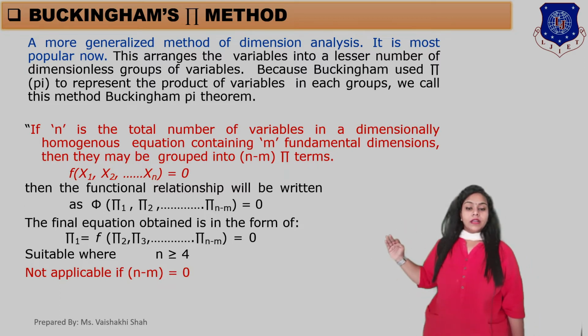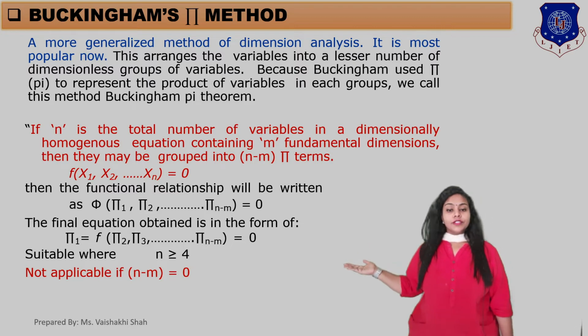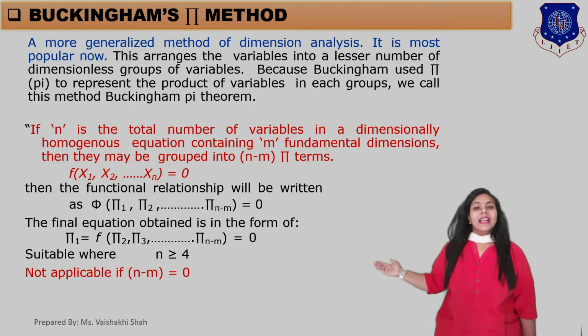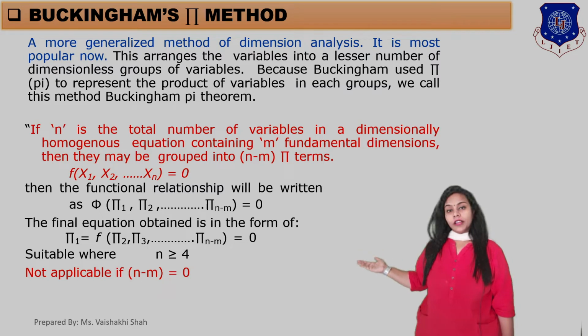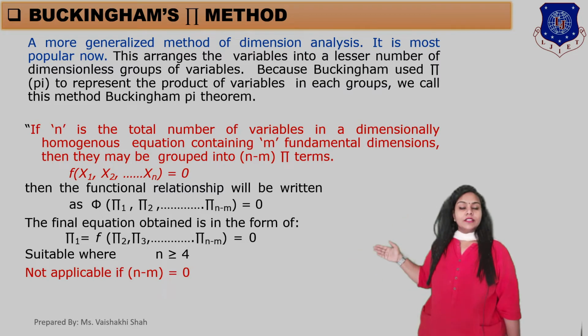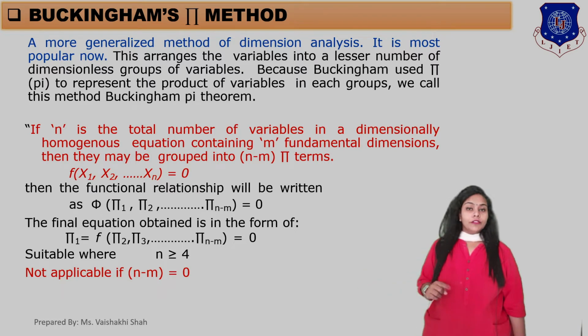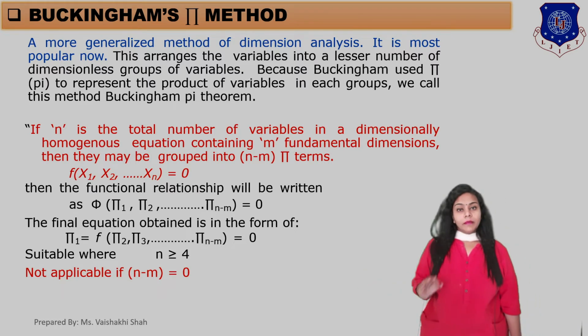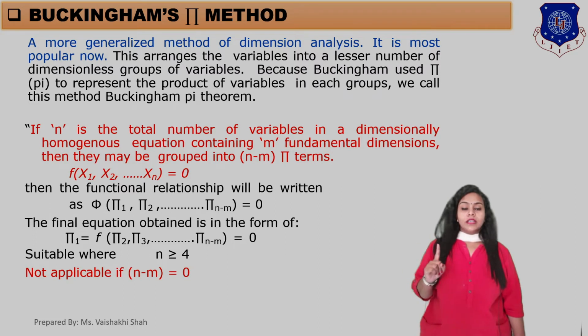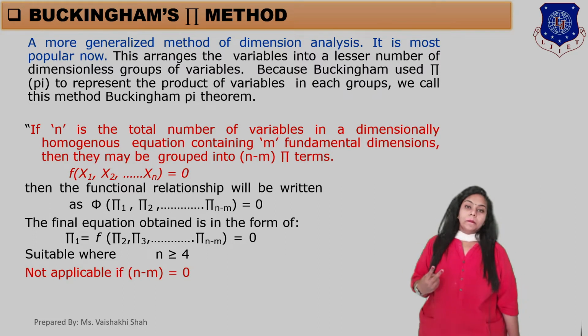It is suitable where n, the total number of variables, is greater than or equal to 4, and it is not applicable if n minus m equals 0. Clear? Remember that. Now we will solve an example. For that, remember that n is the total number of variables and m is the number of fundamental dimensions.